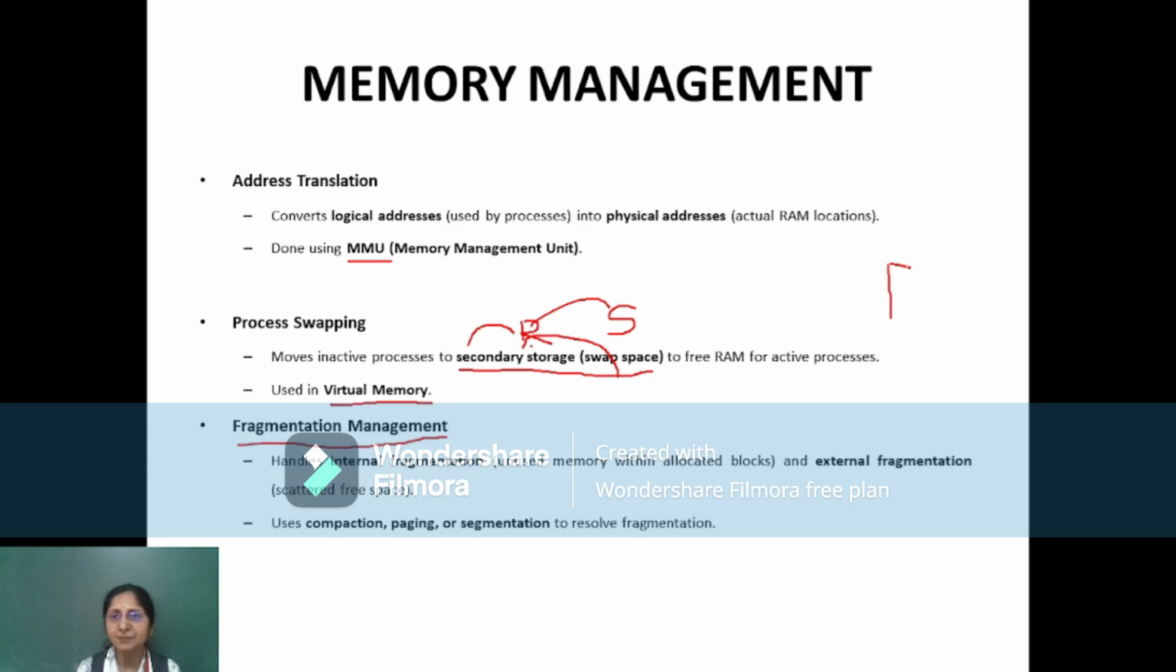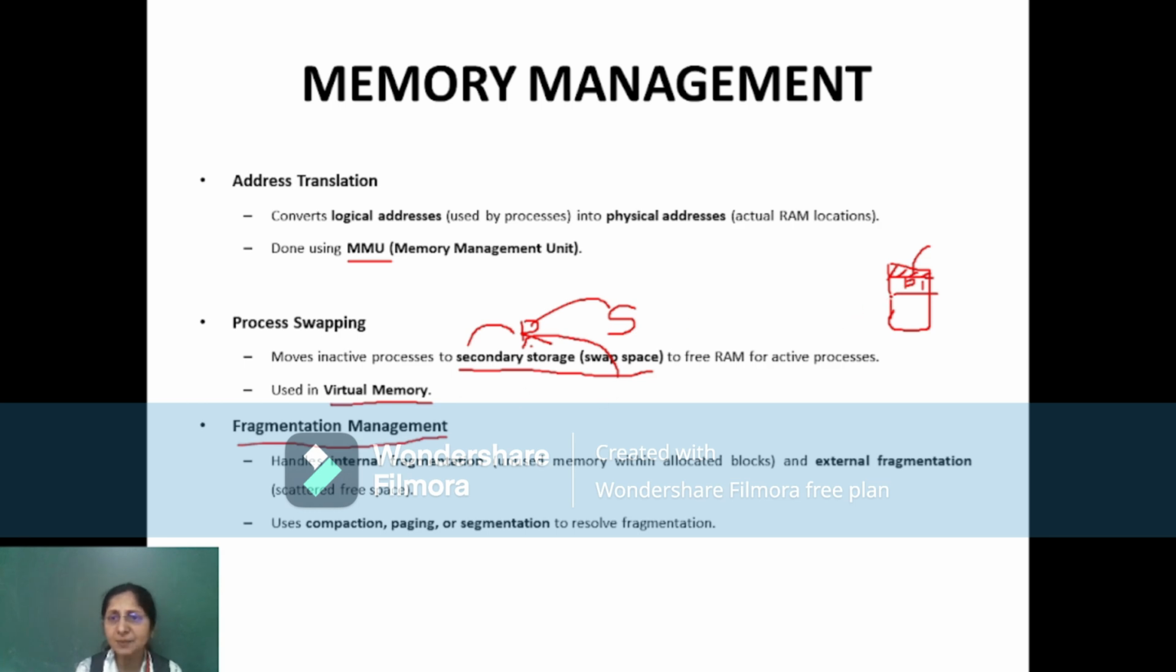Now suppose this is our RAM, and process P1 comes to the RAM, and this block of memory is allocated to process P1. Now it might be possible that the process P1 does not utilize the entire block of memory. Some memory within the allocated block is never used by process P1. Okay, so this memory space is going wasted.